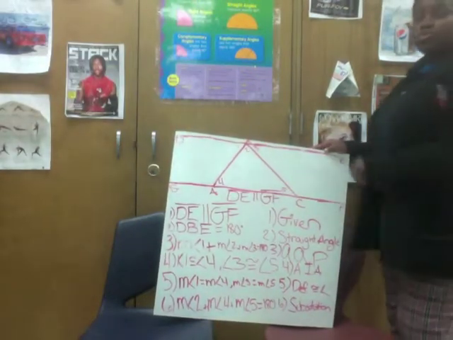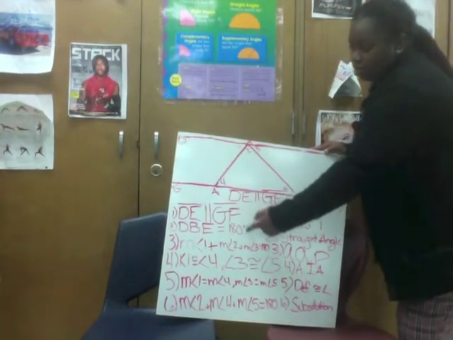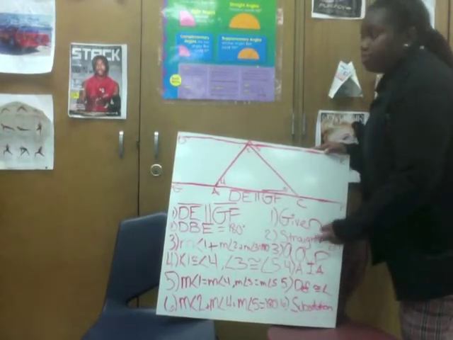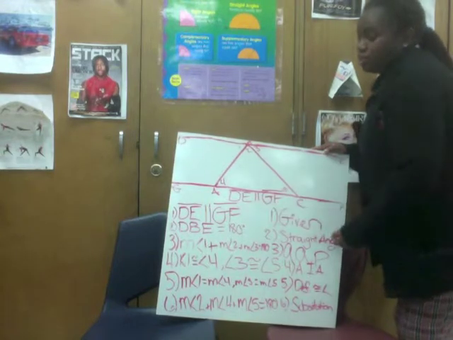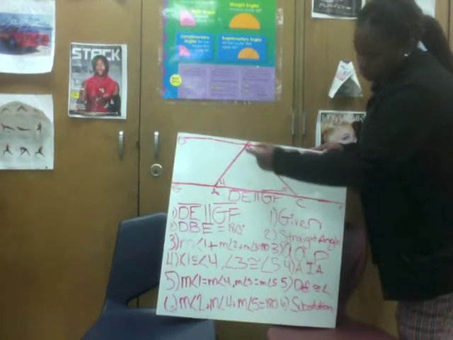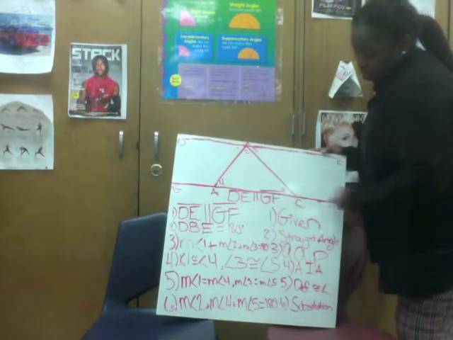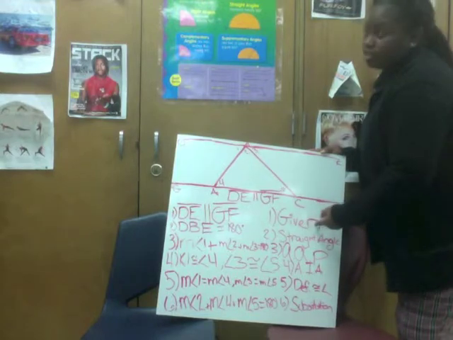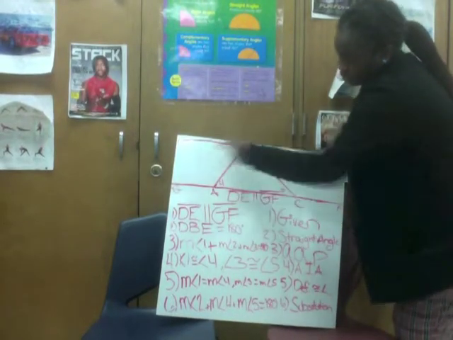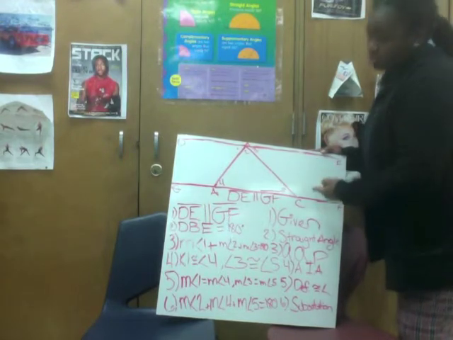This is a proof for the triangle sum theorem. These are the statements on this side, and these are the reasons. The first one is given: DE is parallel to GF. That is given. Angle DBE is equal to 180 because it's a straight line.